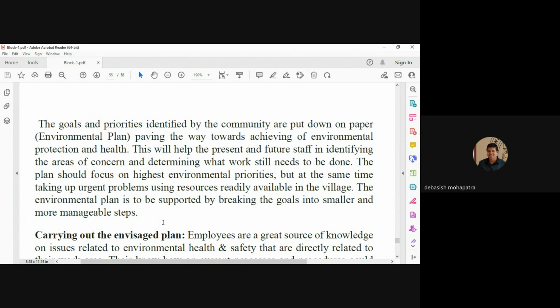The plan should focus on the highest environmental priorities, but at the same time take up urgent problems using resources readily available in the village. The environmental plan is supported by breaking the goal into smaller and more manageable steps.